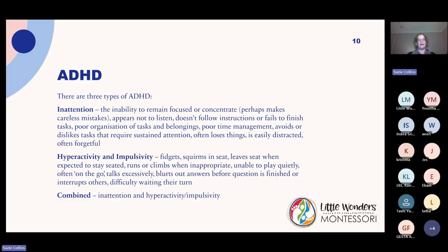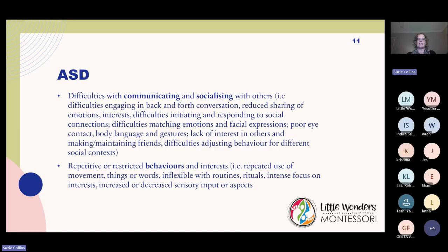So I'm just going to have a look at some of the things that we might notice with a couple of the other disorders that I mentioned before. The next one we're going to have a look at is ASD, or autism spectrum disorder. When we think about this particular disorder, a child is likely to present with difficulties communicating and socialising with others. They might find it difficult to engage in back and forth conversation and reciprocal interaction. They might have reduced sharing of emotions and their interests and what's going on for them. They might have difficulties initiating and responding to social connections.